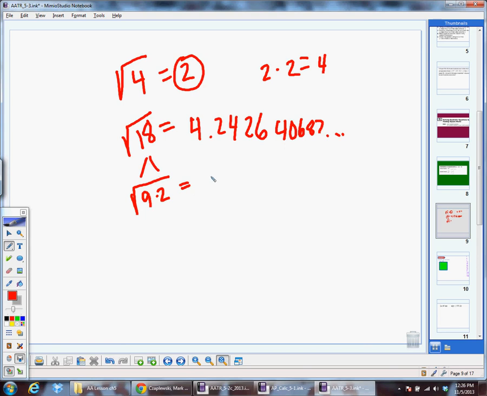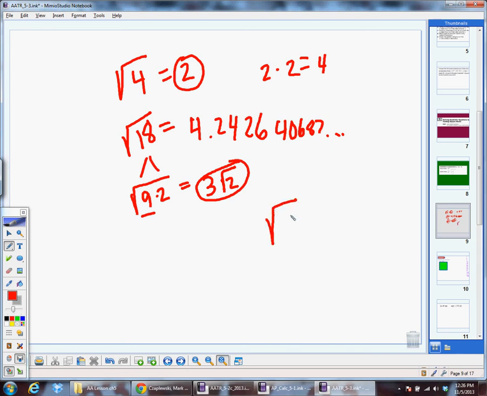Well, why 9 and 2 and not 6 and 3? Well, the reason is because 9 has an even square root. The square root of 9 is 3. So all I have to do for that problem to simplify it is write it as the square root of 9, which is 3, and then leave this 2, because I can't simplify the square root of 2. That is what a simplified square root looks like.